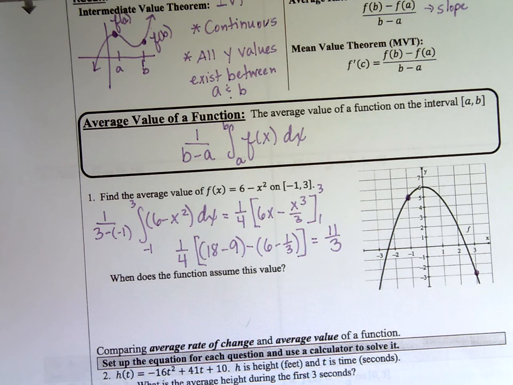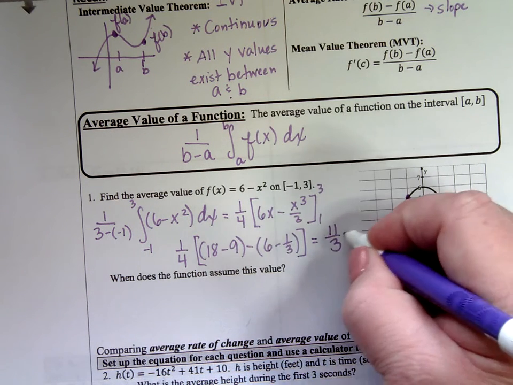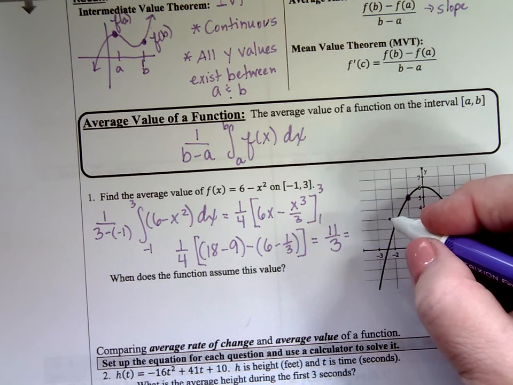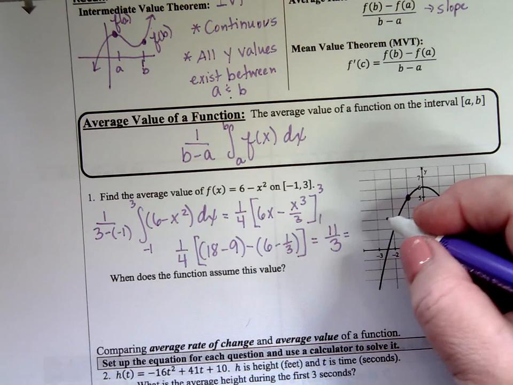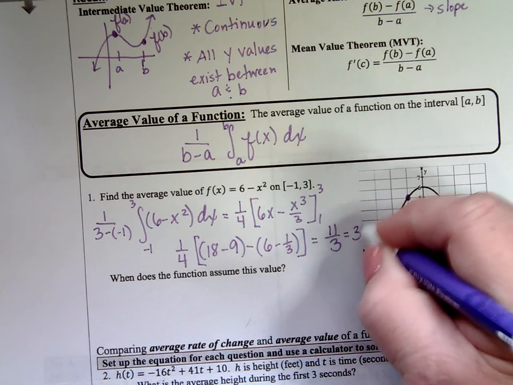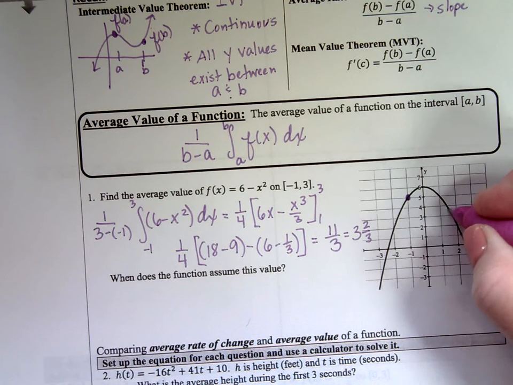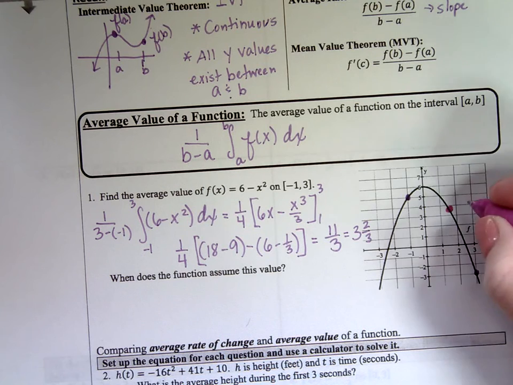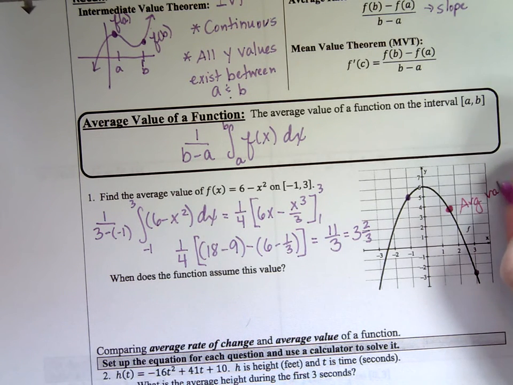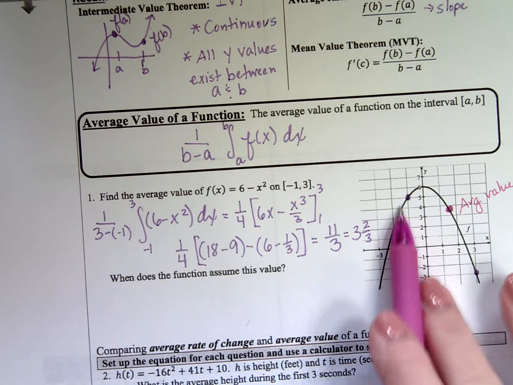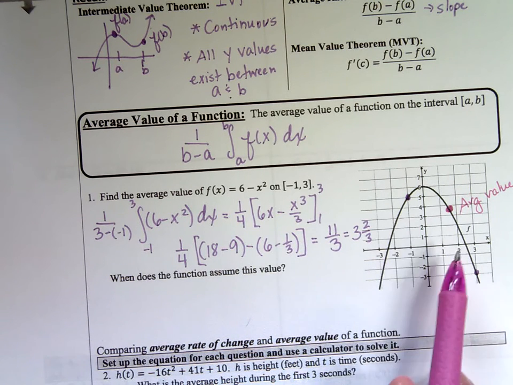11/3. Well, isn't that like, let's see, 3 goes into that 3 times with 2 left over. 3 2/3. Where is the y value 3 2/3? Let me change my color. 3 2/3 would put it right about here. Now, if I were to stretch this out, does that look like that would be the middle, the average value? If I were to take this and stretch it into a long piece, that kind of looks like it might be right in the middle, like an average would be, right?